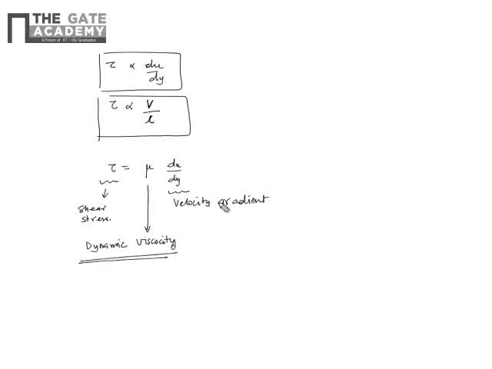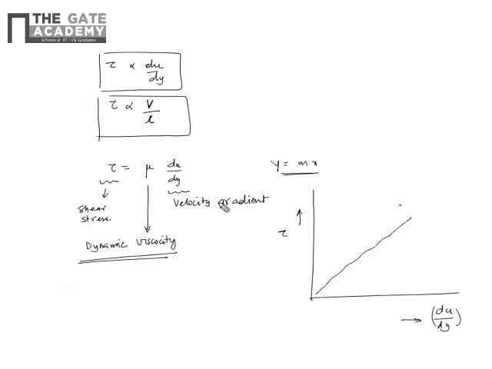So what it means is, how to understand this, this is like y equal to mx. If I plot velocity gradient on the x-axis and shear stress applied on the y-axis, the slope of this line, say this angle is theta, so mu will be basically the tan theta of that, right? The slope of the line.